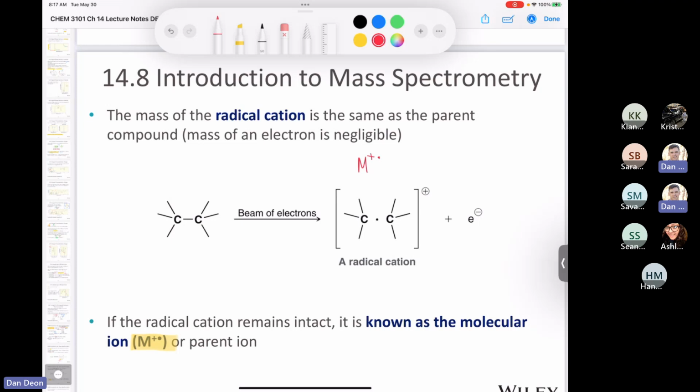So again, this would be our parent ion. This would be the mass of the parent. It just lost one electron. One electron doesn't have that much of an effect, so we call this the parent ion. And if you're like, oh, I'm not sure about this 100%, well, don't worry. The more we look at it, the more it's going to start to crystallize in your mind. So I'm going to ask you a question.